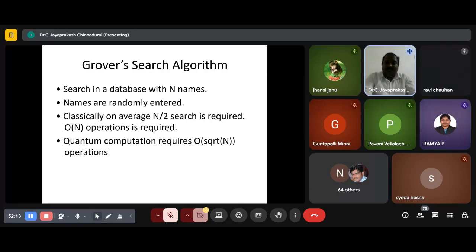There is Grover's search algorithm. It finds names in a database that is randomly entered. That will be easily found by using Grover's search algorithm. On average n by 2 searches are required classically, so it will be very fast in quantum computing representation. That is square root of n, O of square root of n. It will find that value very fast.